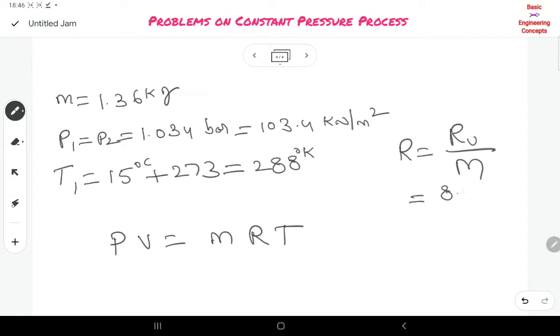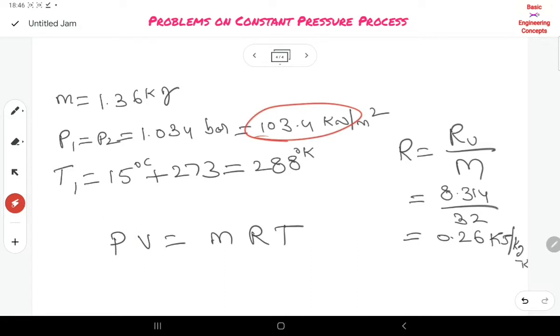Ru is equal to 8.314 by M is equal to 30. You can get that, so 0.26 kilojoules per kg Kelvin. So here everything is ready. P is given as 103.4, M is 1.36 kg, R is already calculated, and temperature T1.